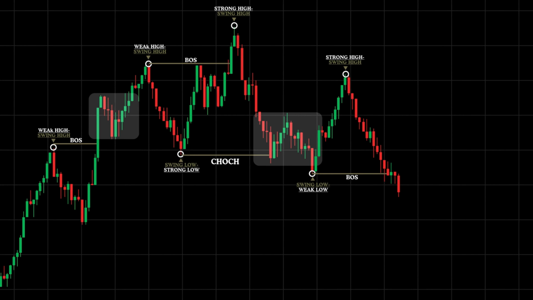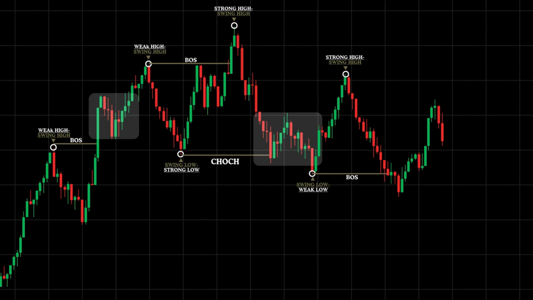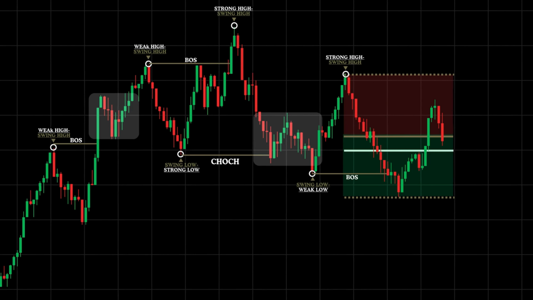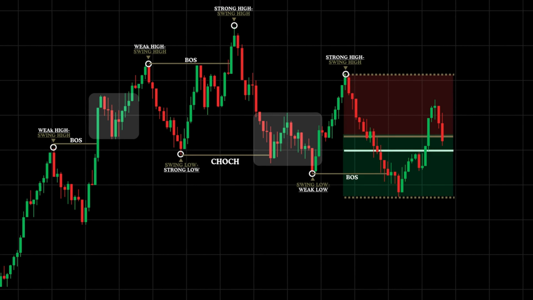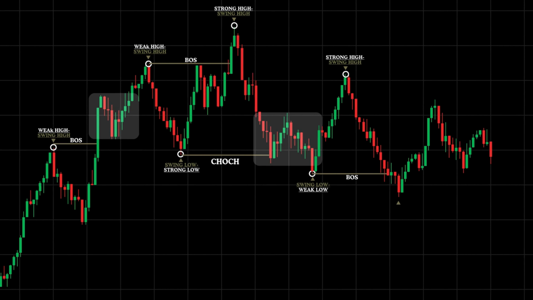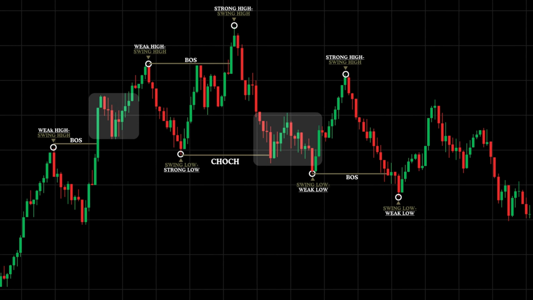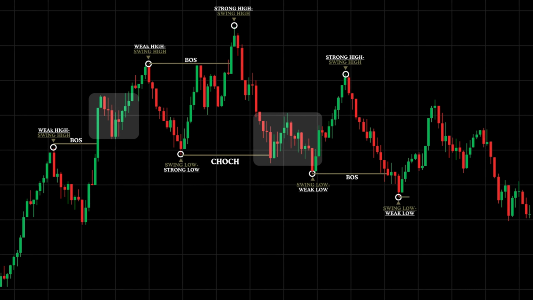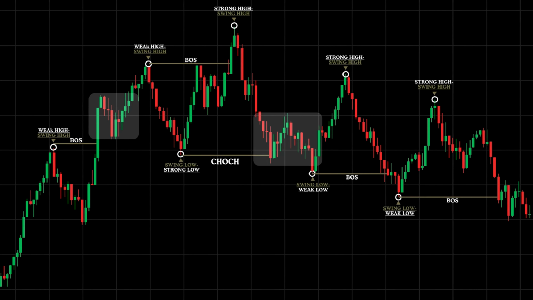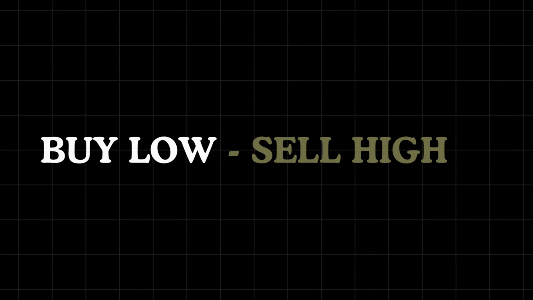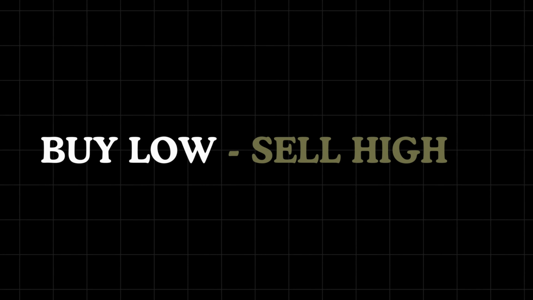One last step, after the new break of structure, price pulls back again. Draw Fibonacci from the strong high to the new low. Price touches the 38.2% level once again, making this another valid pullback. We mark the weak high, and later, price moves impulsively downward again, giving us another break of structure and confirming the new strong low.